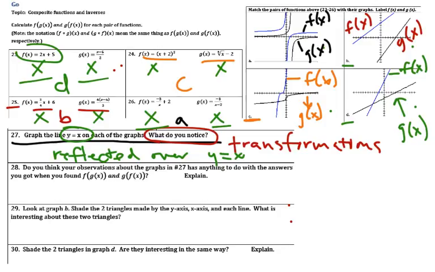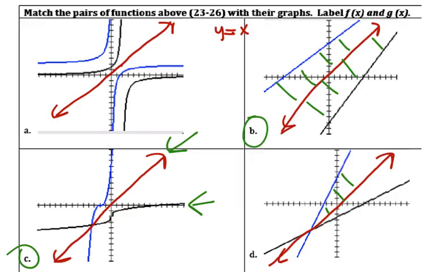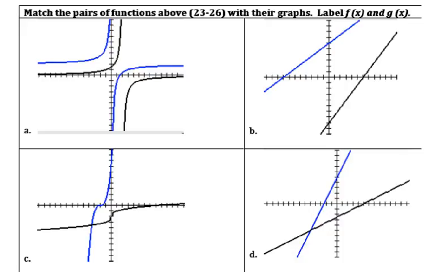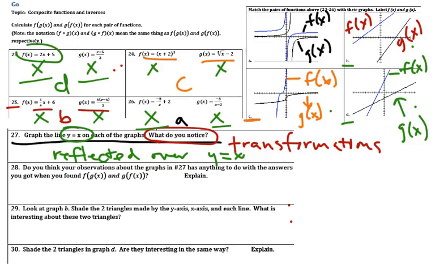Okay. 29. Look at graph B. Shade the two triangles made by the y-axis, x-axis, and each line. What is interesting about these two triangles? So they're saying if you were able to take these and shade them in. Okay. What do you kind of see about them? That's what I want you to write. Then it wants you to do the same thing in graph D and see if it's the same.